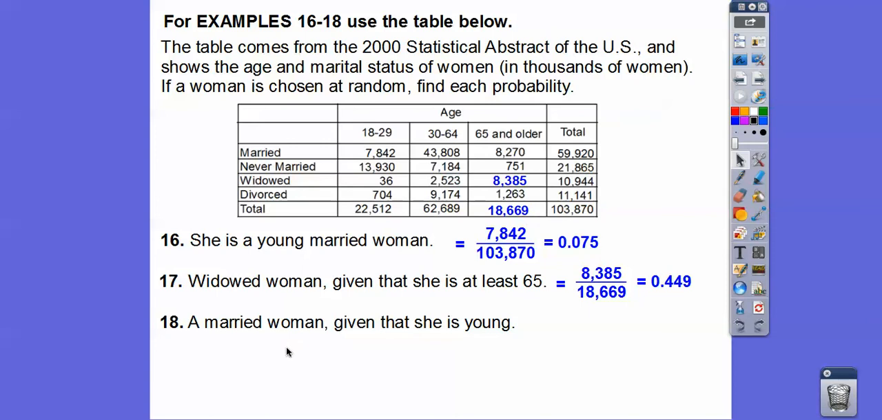Okay, all right, let's try that with this one. She's a married woman, given that she is young. Here's the total for the young, so we're going to use this as our bottom number, and this is going to be our top number. So there's our married woman, given that she is young. So it's a conditional probability. We're focusing on just the young ones here. Here we're focusing on just the ones that are 65 and older, so we use the different totals. This one just says she's a young married woman, so it's the total out of them all. Remember these are in thousands, so you can think of it as adding another 0, 0, 0. This would also be 0, 0, 0, so the zeros would cancel anyways.